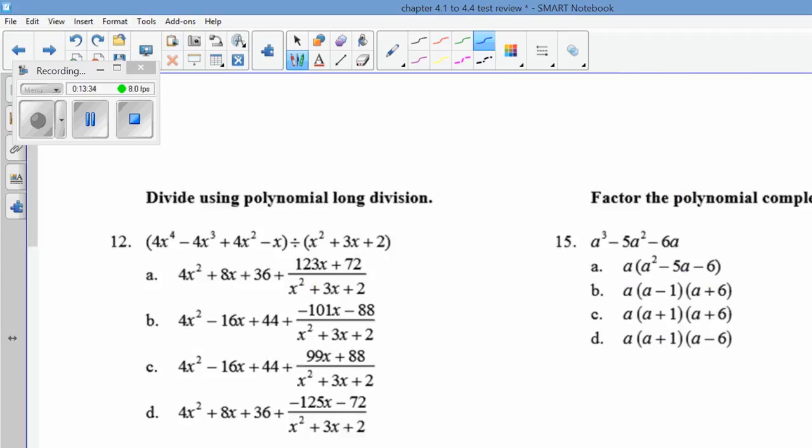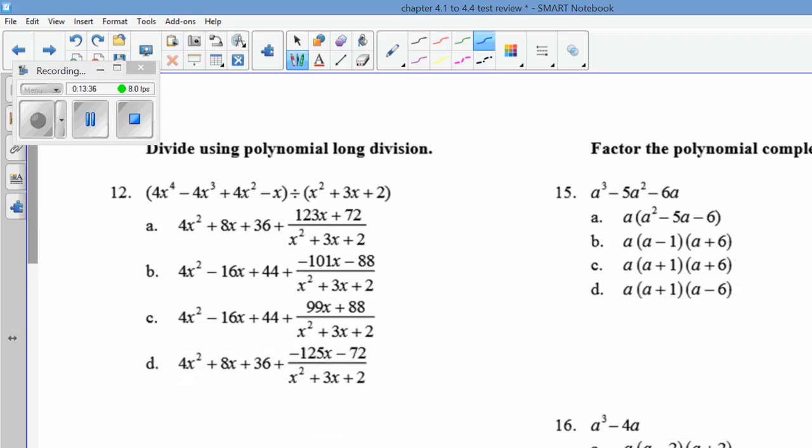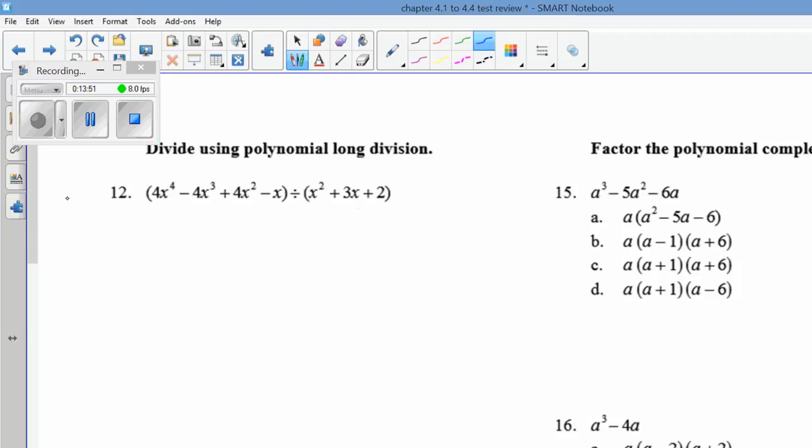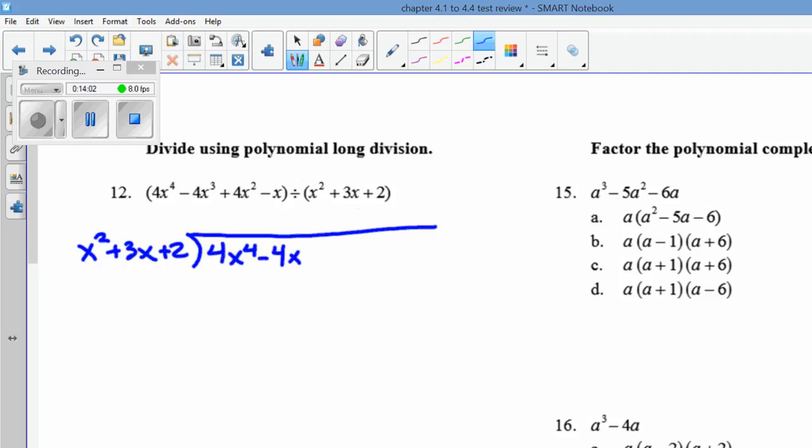Okay, divide using polynomial long division. What I'm going to do is put it on pause, and I'm going to get rid of the answer choices. The reason I got rid of the answer choices is because this is another one where it is not multiple choice on your test. On your test, you're going to show the work. Here we go. I'm setting it up. For your test, it is already set up for you.